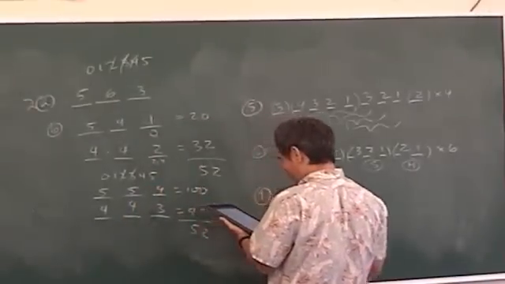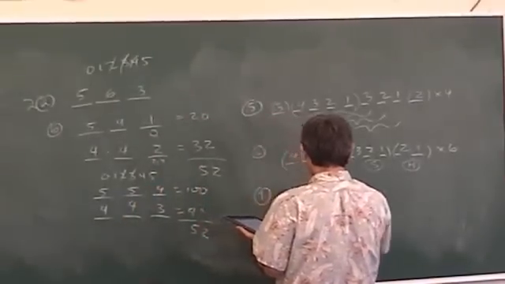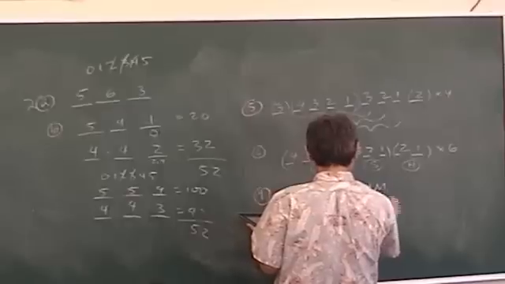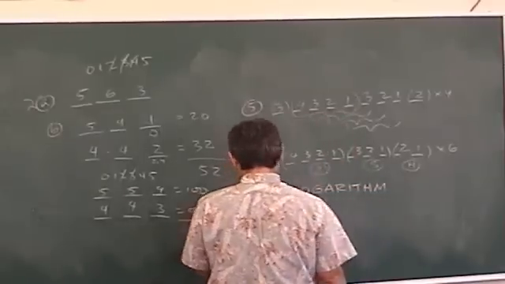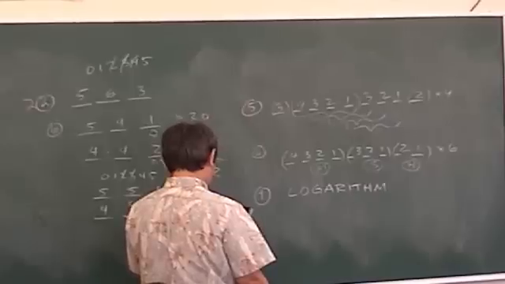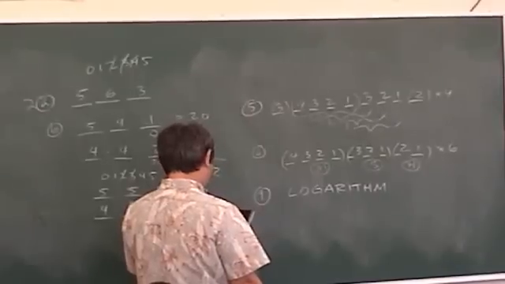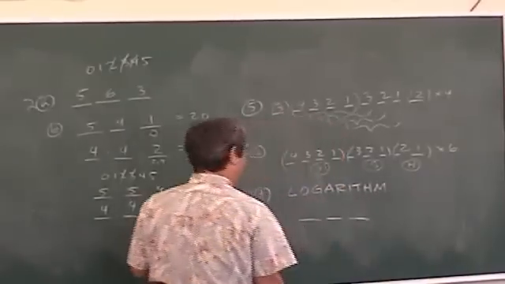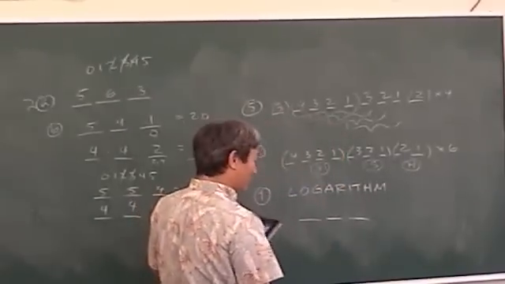Number 9, using the letters in the word logarithm. How many letters are there? 3, 6, 9, there's 10. How many 3-letter words containing exactly one vowel can be formed if each letter is used at most once? So we're making a 3-letter word, and it has to contain one vowel.